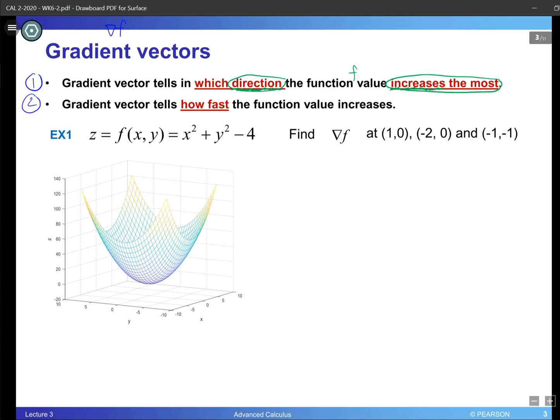So this time around, it's about how fast. Or in other words, it's about the rate of change when the increase occurs. So not just about the direction that we need to follow, we get to know how it's going to happen, whether it's going to be fast or it's going to be slow. Right, so two pieces of information, direction and how fast. Now, the question is, how do we extract these two pieces of information out of this gradient vector of f?